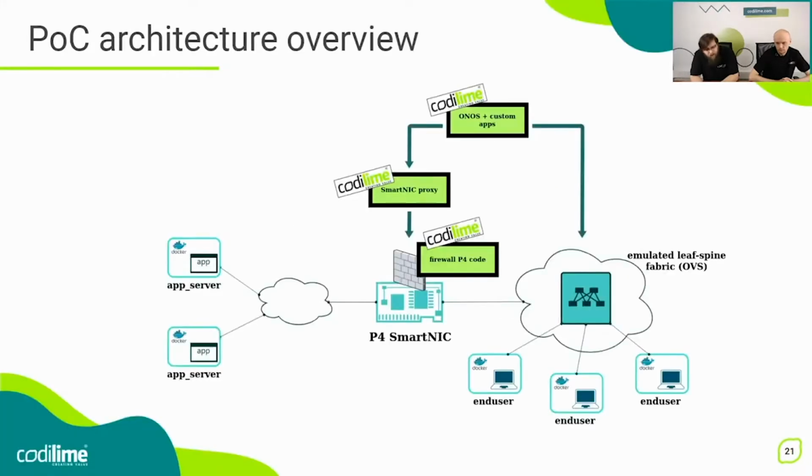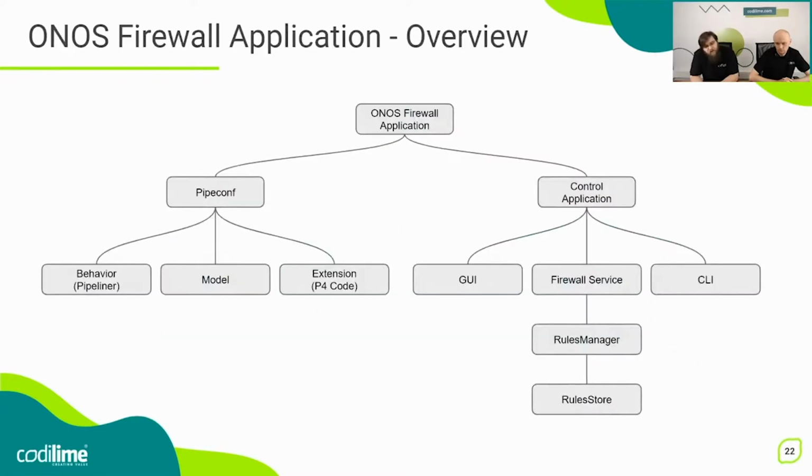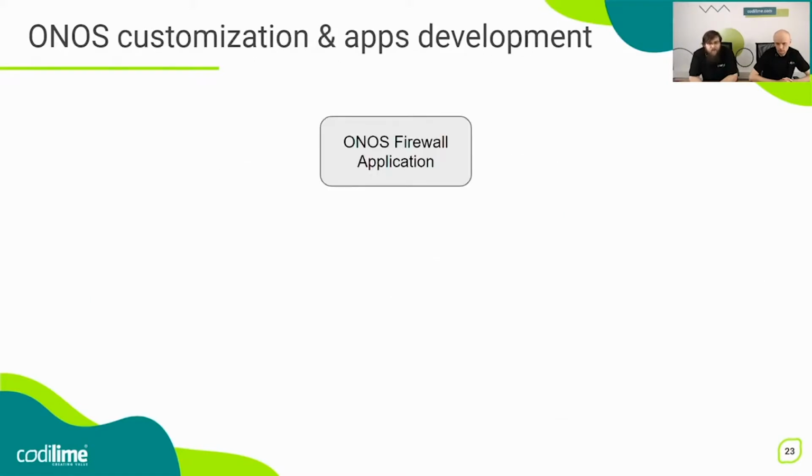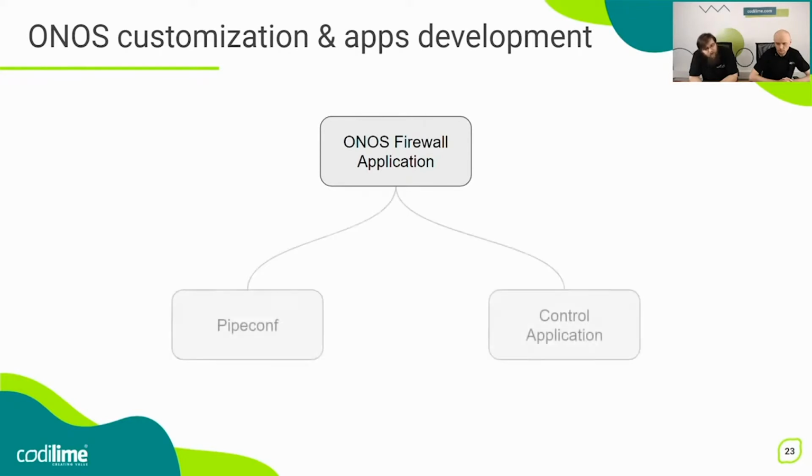The next element of our POC architecture I would like to discuss is our custom firewall control application. When it comes to the details, our application is composed of many different parts, which are present in the tree diagram. Starting from the top, we can specify two basic elements of our firewall application: the pipeconf and the control application. First, let's talk about the pipeconf.